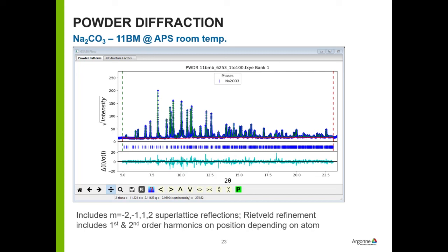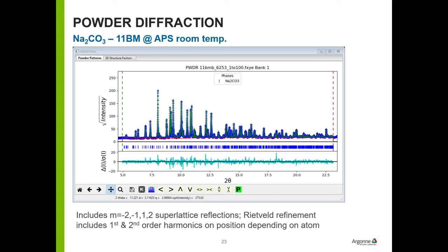Don't try to index it because you can't. The indexing routines will simply refuse to index it because it's not indexable using an indexing routine. So the result then is a Rietveld refinement that I've done based on the superlattice model, the superstructure model for sodium carbonate.